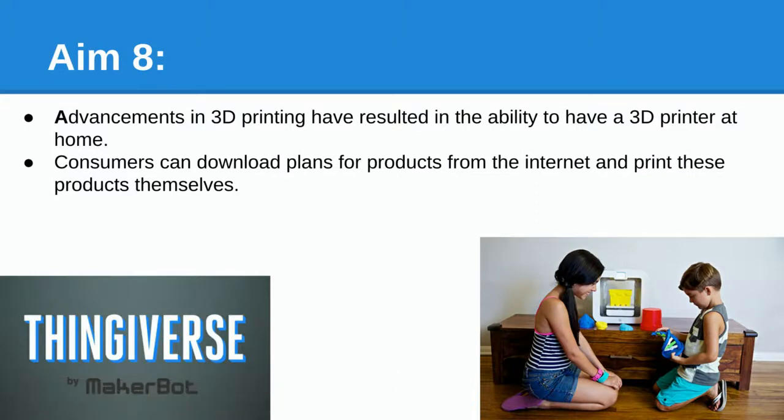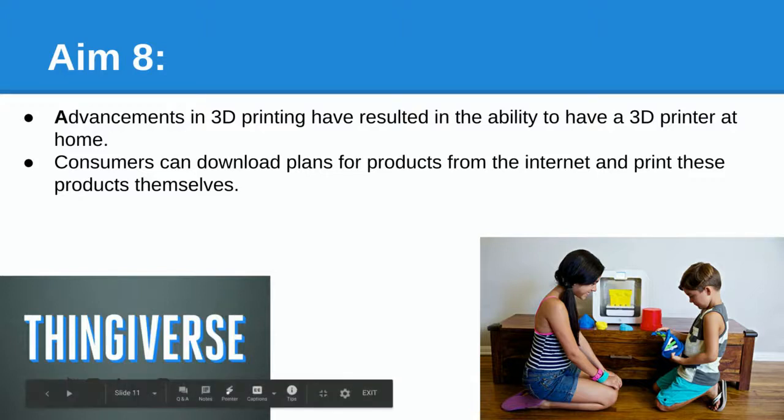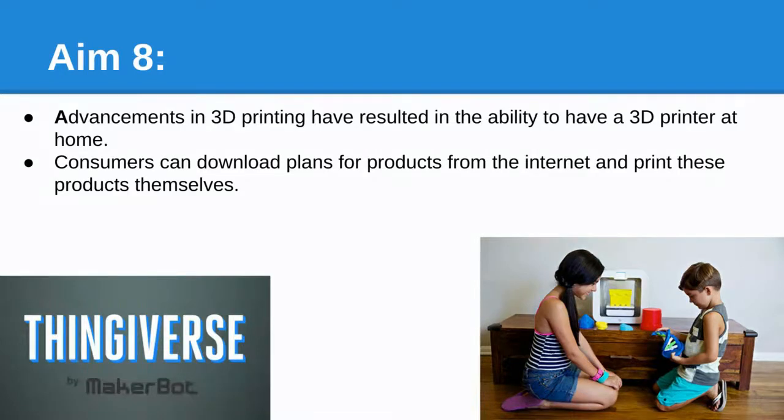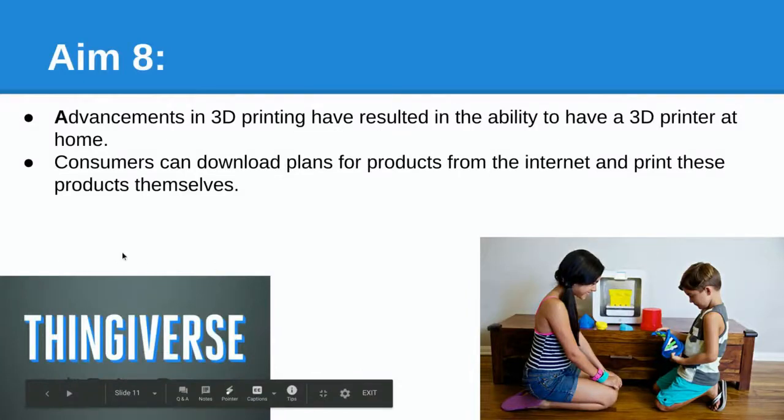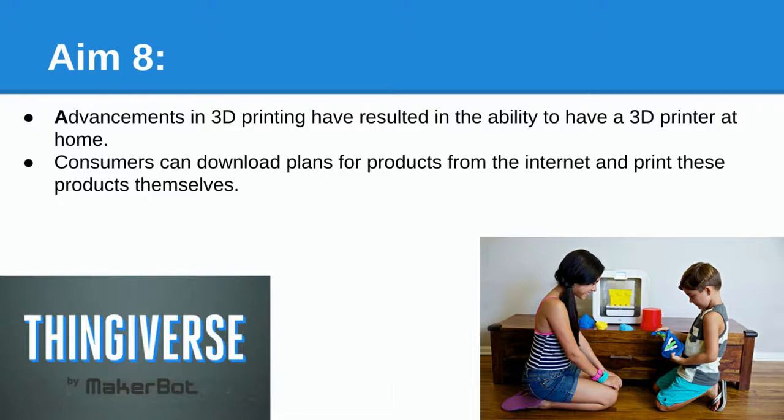Aim 8. Advancements in 3D printing have resulted in the ability to have a 3D printer at home, which some of you probably do. Consumers can download plans for the products from the internet and print these products themselves. For example, most of you are familiar with Thingiverse. It is like a public library of 3D printable stuff.